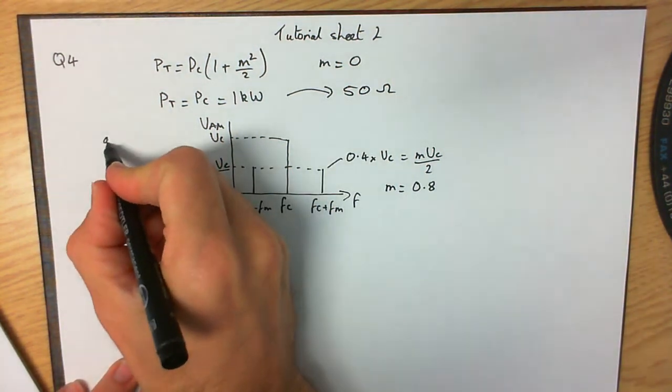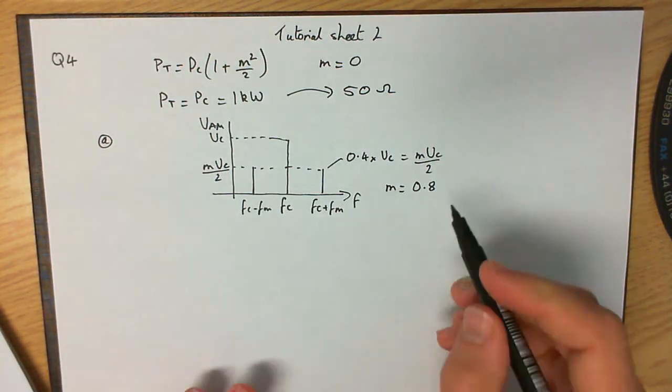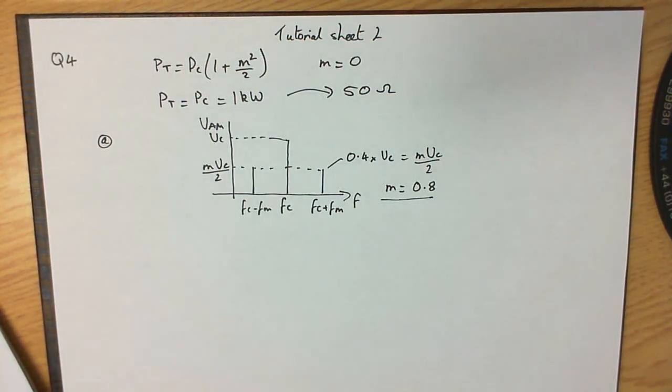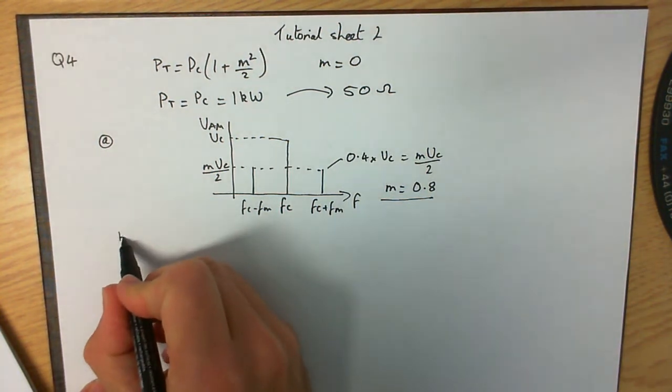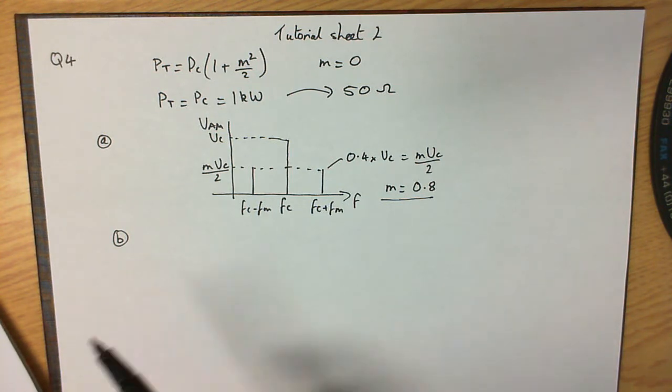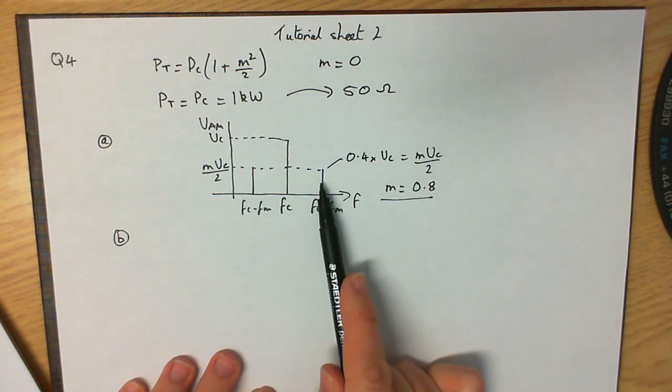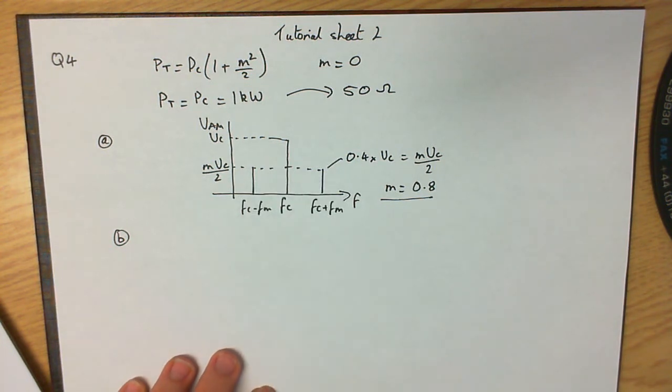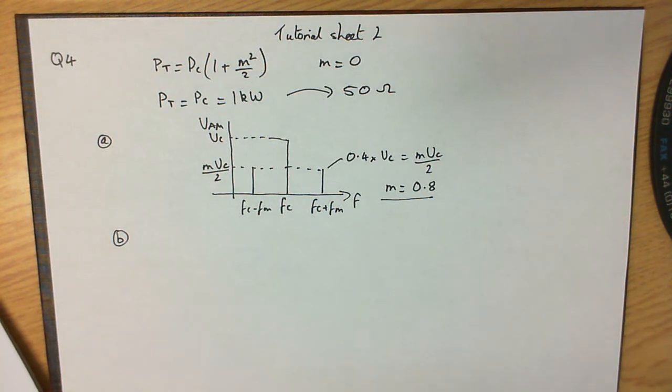So that is our answer for part A, which is asking for the modulation index. Now the next question, part B, asks us to work out the peak amplitude of the lower sideband. Well, it's a bit of a red herring, to be honest, because the lower sideband and the upper sideband both have the same amplitude anyway, so it doesn't matter which way around you think about it. But we need to work out what the peak voltage of this lower sideband signal is. So how do we do that?